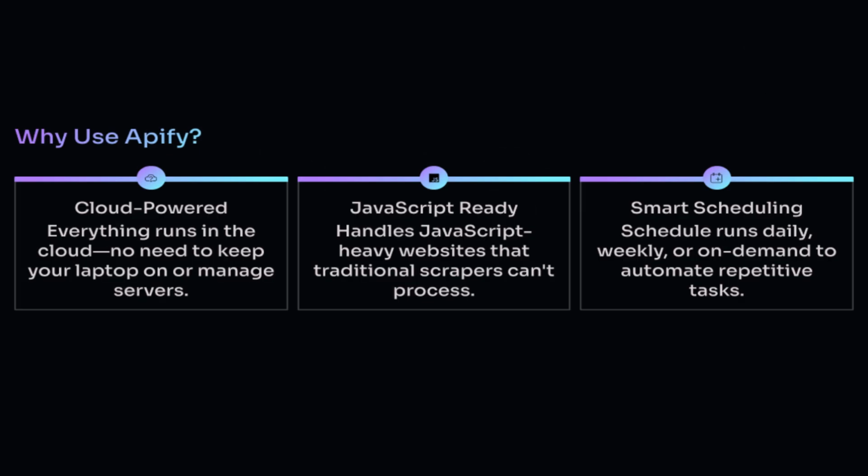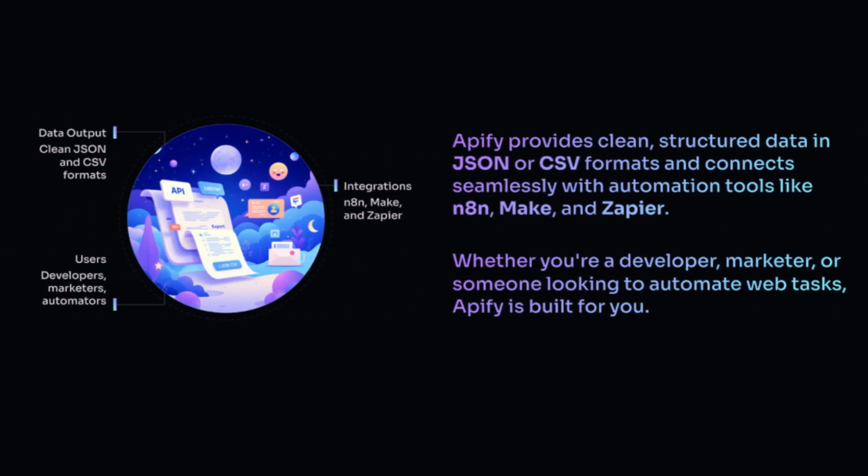Now let's cover part 2. Why use Apify? Apify saves time because everything runs in the cloud. You don't need to keep your laptop on, install servers, or manage background scripts. It can handle JavaScript-heavy websites, schedule runs daily or weekly, and provide clean structured data in JSON or CSV formats. It also connects easily with other automation tools like N8N, Make, and Zapier. Whether you're a developer, a marketer, or just someone who wants to automate repetitive web tasks, Apify is made for you.